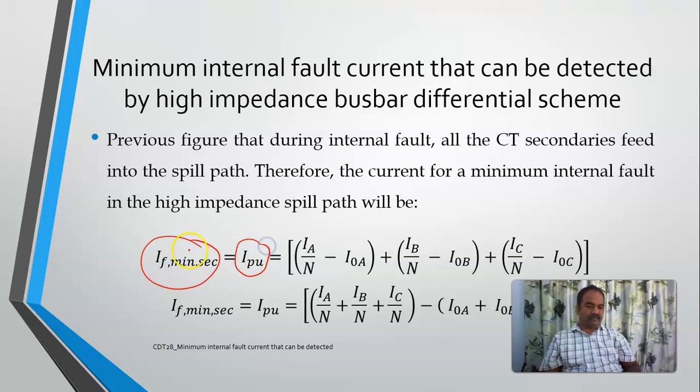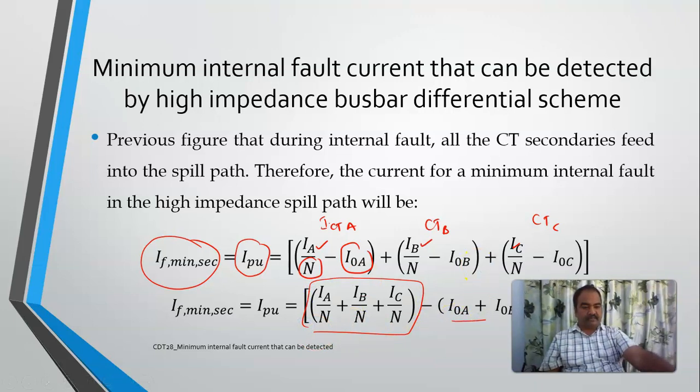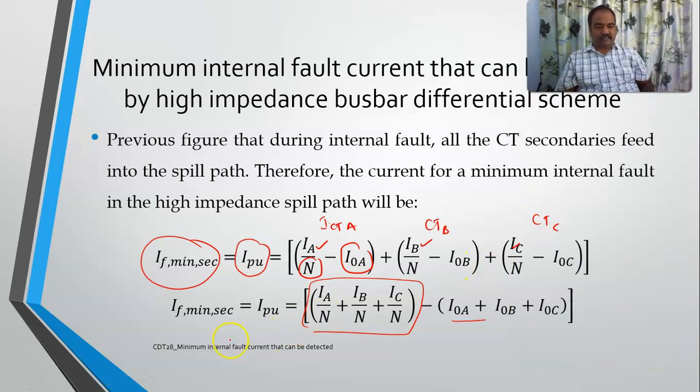So the minimum secondary current which is flowing in the circuit is also equal to your pickup value. This is current from CTA, this is current from CTB, this is current from CTC. See, these are IA, IB and IC, the primary currents which are flowing in those CTs, whereas these are the leakage currents, and N is the turns ratio or transformation ratio, whichever you pick up. So if I rearrange the terms, I am getting all these magnetization currents to this side, and these are the main currents, primary side currents.